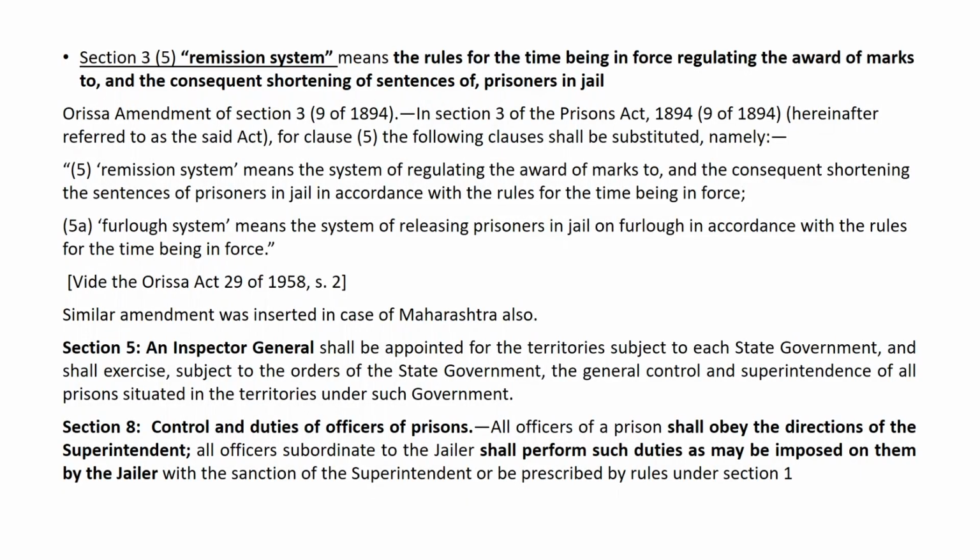There is also a position called jailer, which finds mention in the same section 8, and it is stated that all officers subordinate to the jailer shall perform such duties as may be imposed on them by the jailer with the sanction of the superintendent. That means other subordinate staff are duty bound to obey the instructions of the jailer, and the jailer is bound by the directions and instructions given by the superintendent. That is the structure you have in the prison.